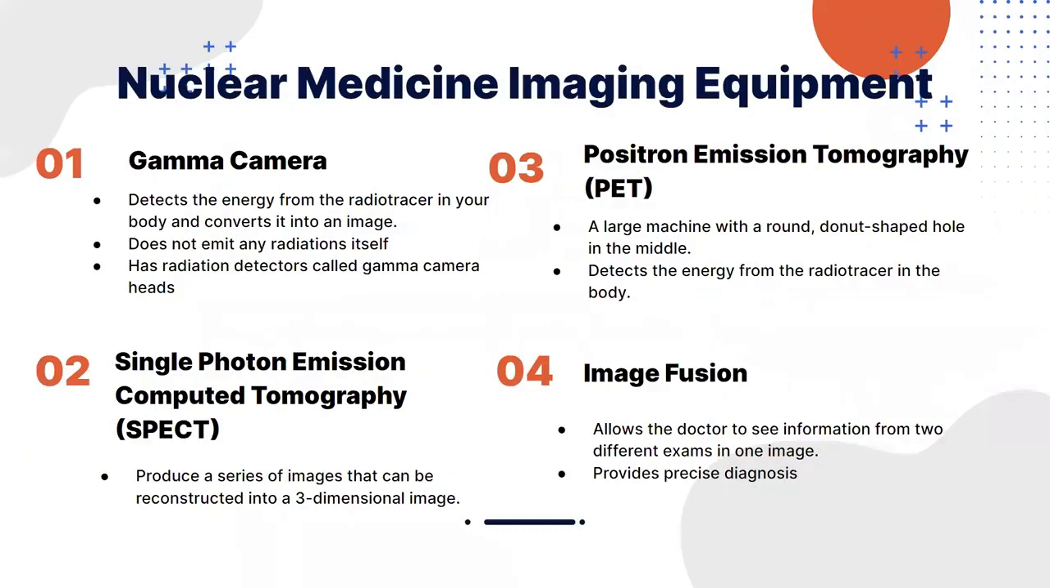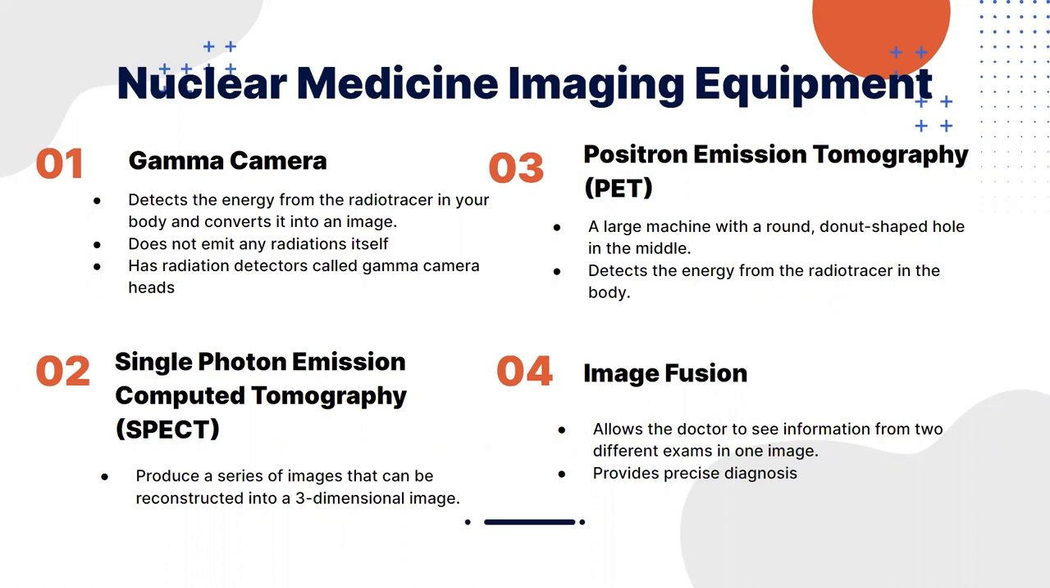So the first one that we'll talk about is the gamma camera. It detects the energy from the radiotracer in your body and converts it into an image. It does not emit any radiation itself and has radiation detectors called gamma camera heads. The second one is single photon emission computed tomography, which produces a series of images that can be reconstructed into a three-dimensional image.